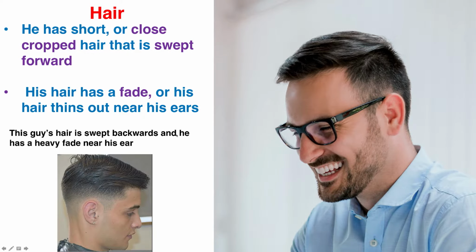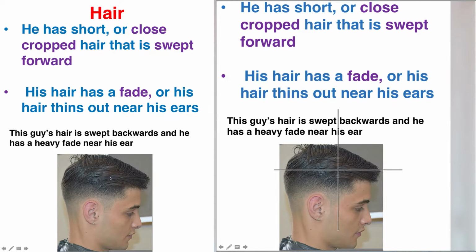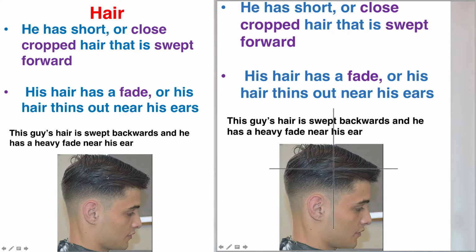As another example could be this. Here, his hair is swept backwards, or towards the back of his head. It's swept sideways and then backwards. This man here has what's called a fade, and that means his hair gets shorter as it gets closer to his ear, or his hair starts to fade away.